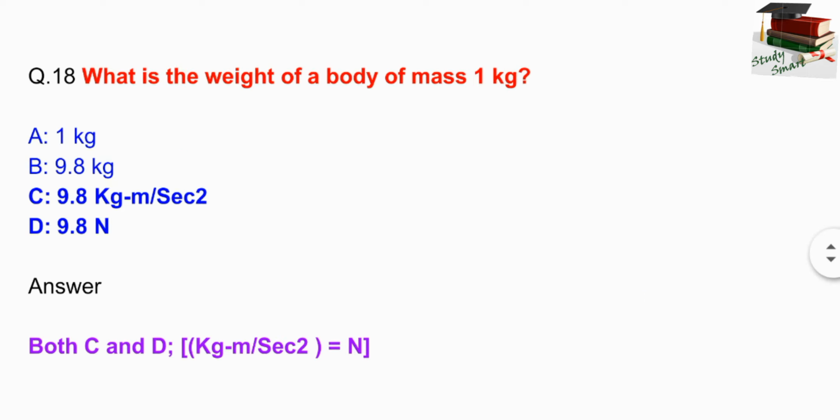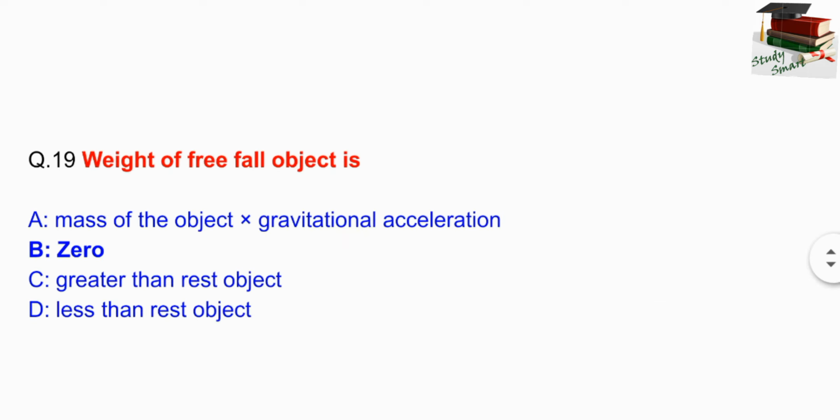Next question, is the gravitational force the same for two objects inside and outside the water? Yes. Next question, what is the weight of a body of mass 1 kg? The right answer, 9.8 Newton or 9.8 kg meter per second square. Newton is equal to kg meter per second square. Weight of a free falling body is 0.